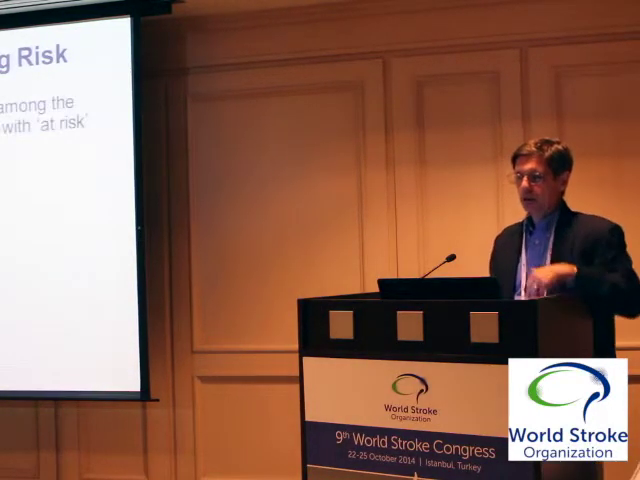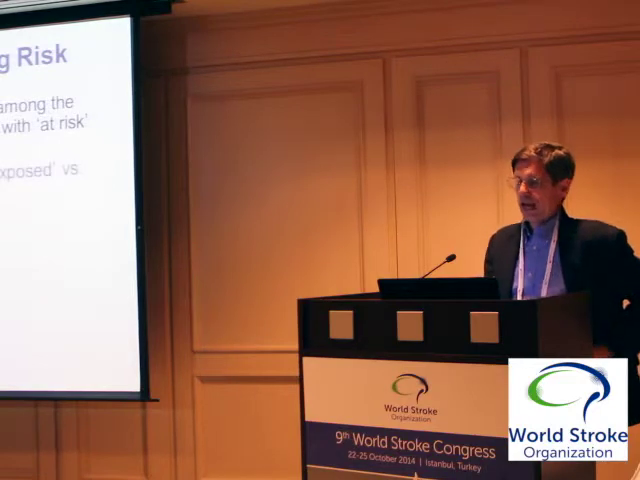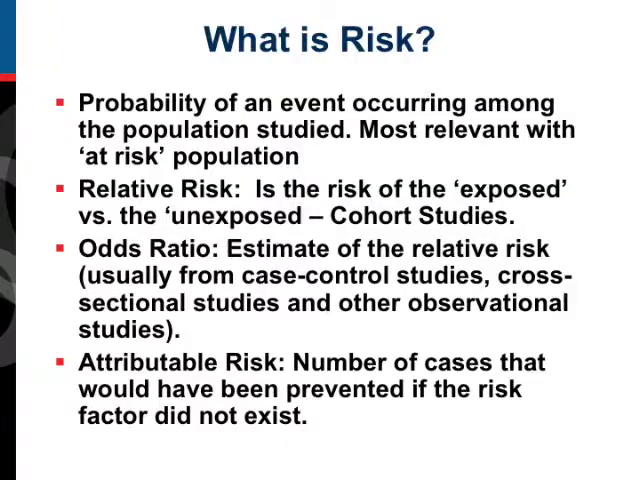And what we're doing with observational studies is trying to find risk. We use the term relative risk in a cohort study. It's the risk of the exposed versus the unexposed. In case control studies, we use an odds ratio, which is an estimate of the relative risk. It's not a relative risk. And again, you have to understand that it's not the same, and when you present it, it should not be presented as a relative risk, which I've seen before.